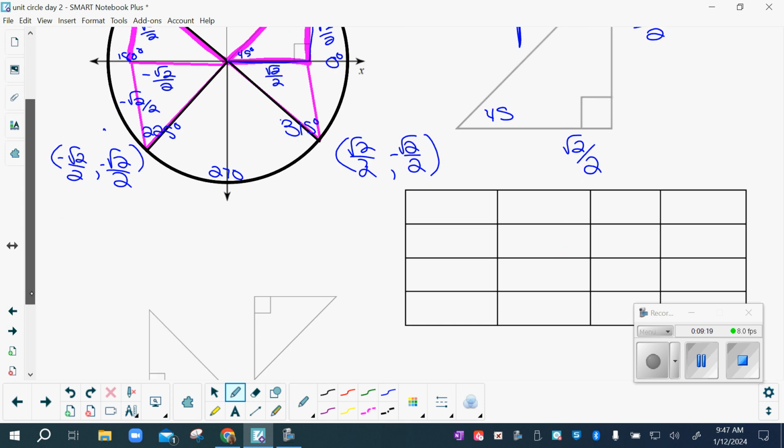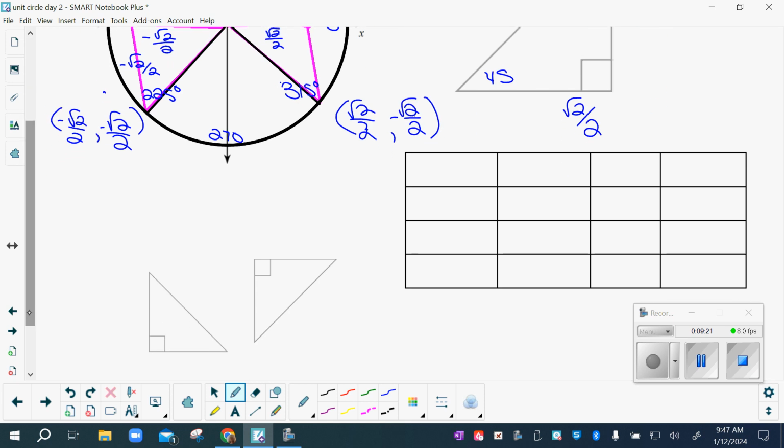So here we go. Let's fill out our little chart. I'm going to do it in red because it'll be pretty. We're going to say our degrees come first, and that's theta. Cosine theta, that's our x. Sine theta, that's our y. Now we're going to be careful because this is where I blew it in my other class.